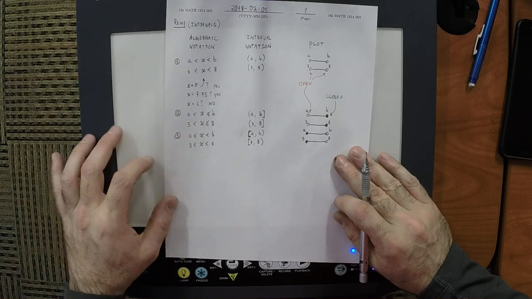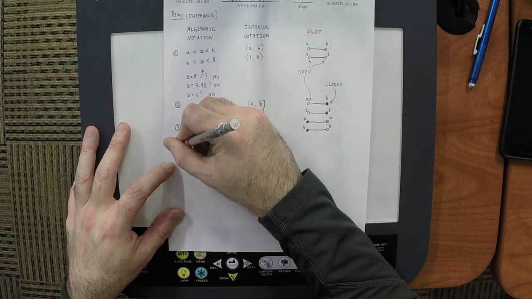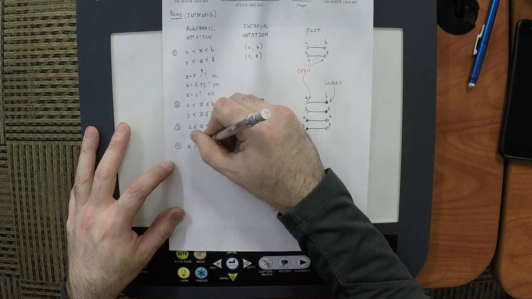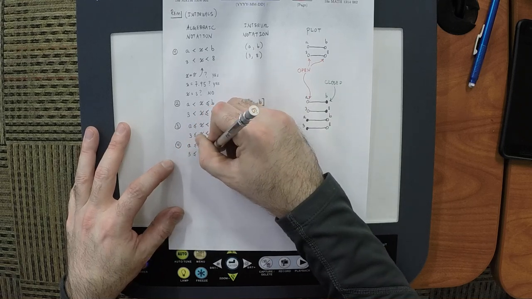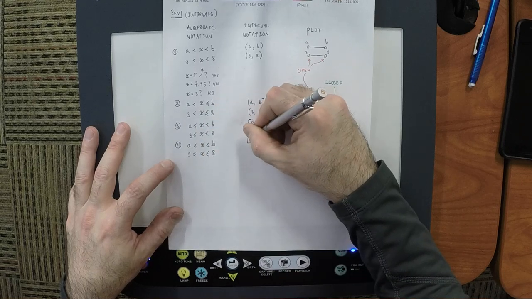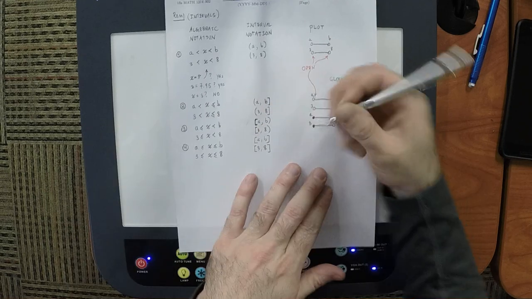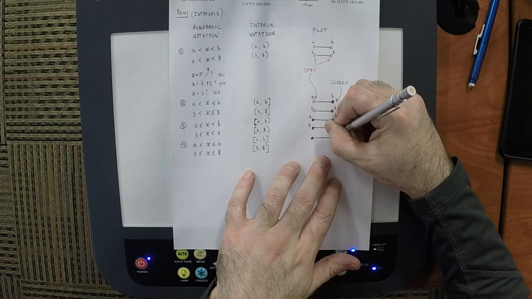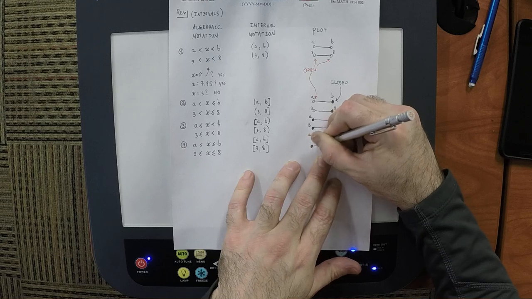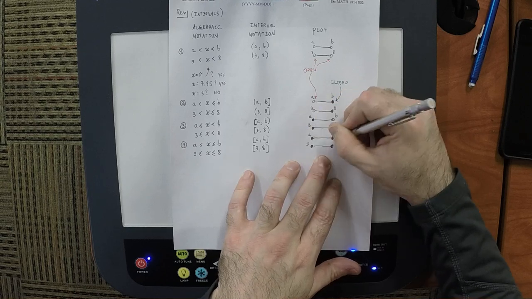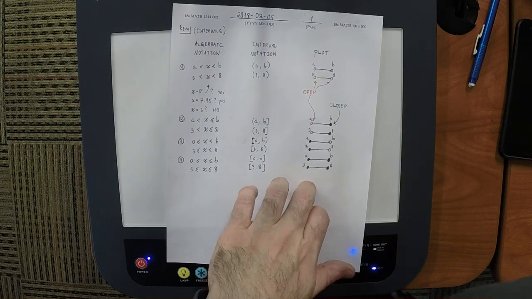What's the last one in this sequence? Both included. So A less or equal X less or equal B, and 3 less or equal X less or equal 8. So square brackets for A and for B, for 3 and for 8, and filled in circles for A and for B, and for 3 and for 8. Any question about these?